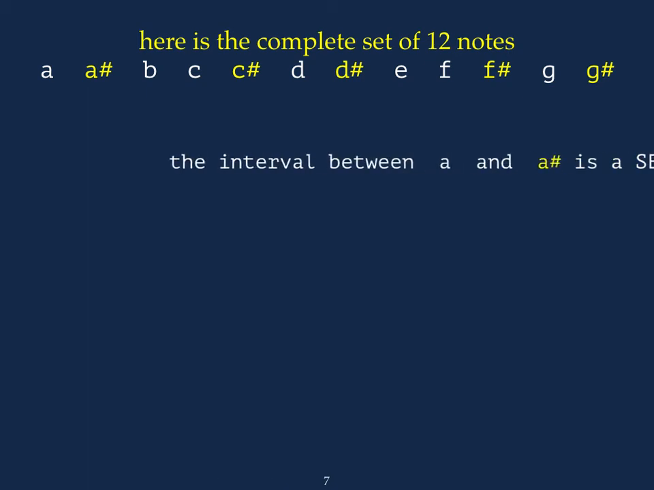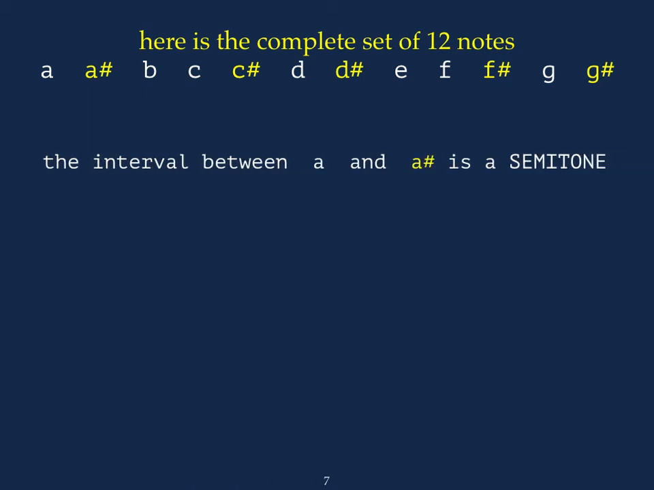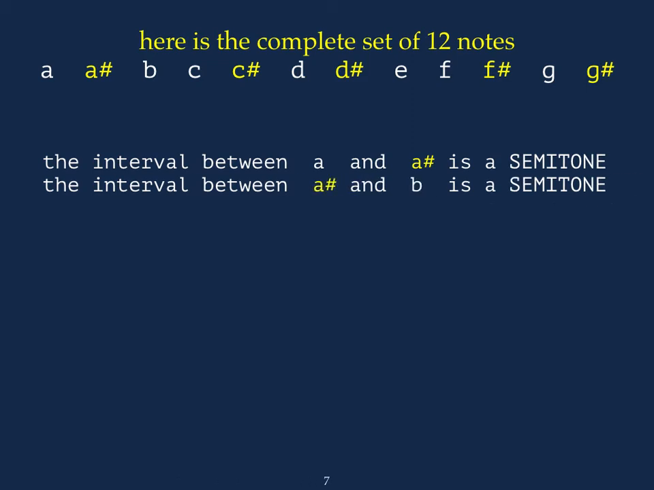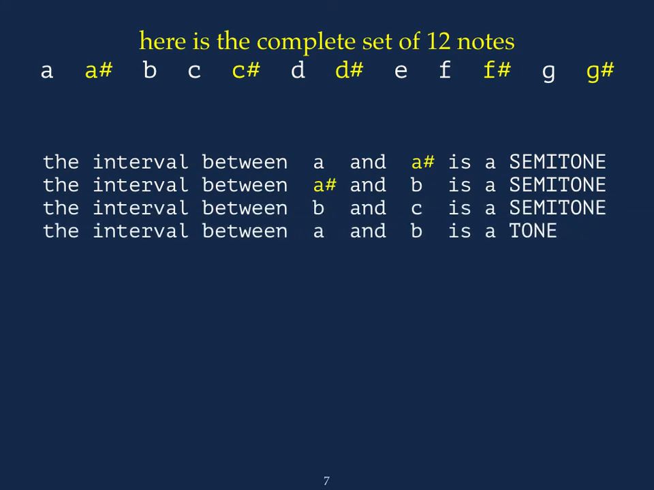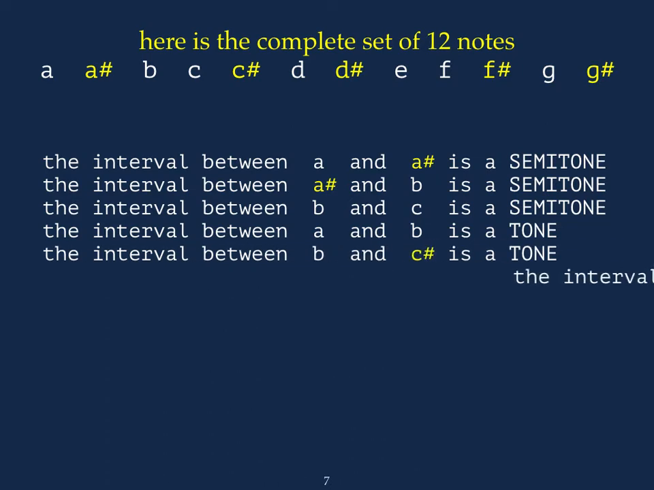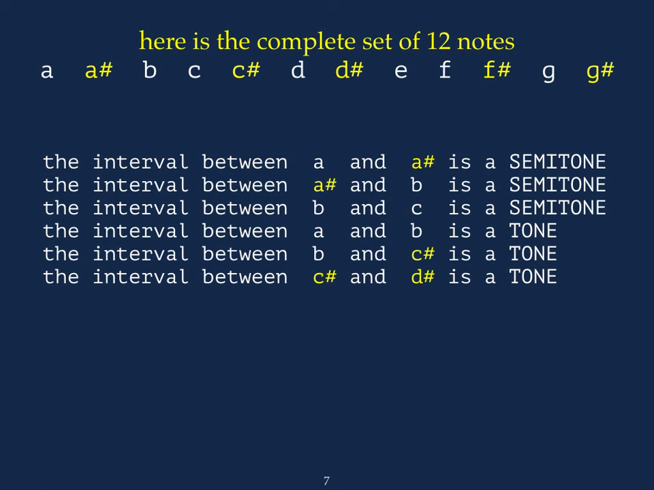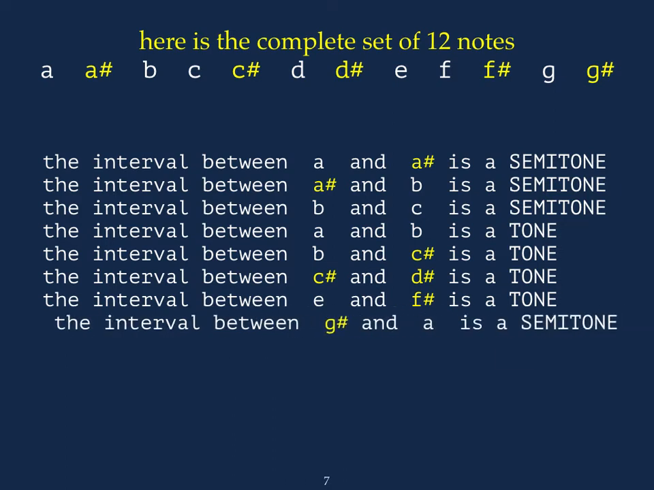The interval between A and A sharp is a semitone. The interval between A sharp and B is a semitone. And you already know the interval between B and C is a semitone. You also know the interval between A and B is a tone. Between B and C sharp is a tone. Between C sharp and D sharp is a tone. And between E and F sharp is a tone. And then again, between G sharp and A we have another semitone.